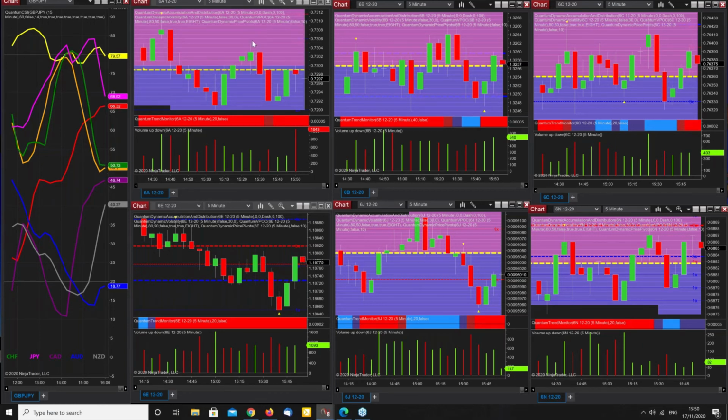This is the Aussie dollar. This is cable. This is 6B. This is 6C. This is CAD dollar, not dollar CAD, because everything on futures is inverted. So everything is quoted against the dollar.